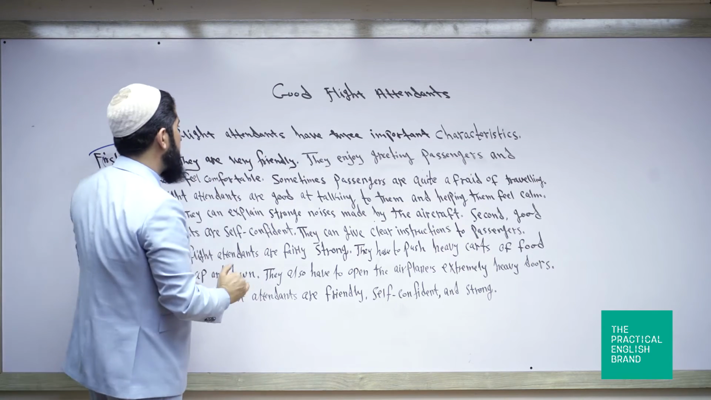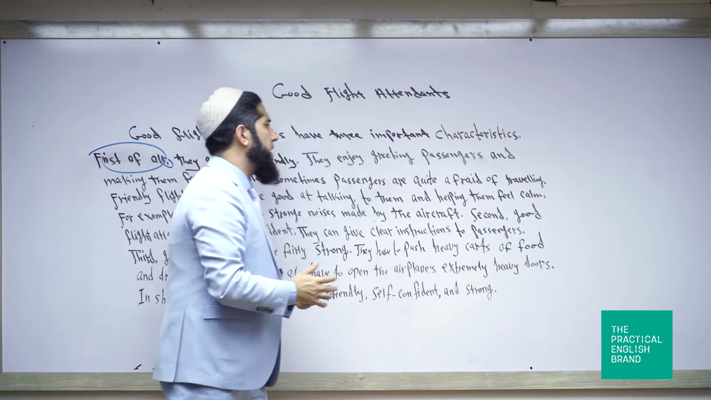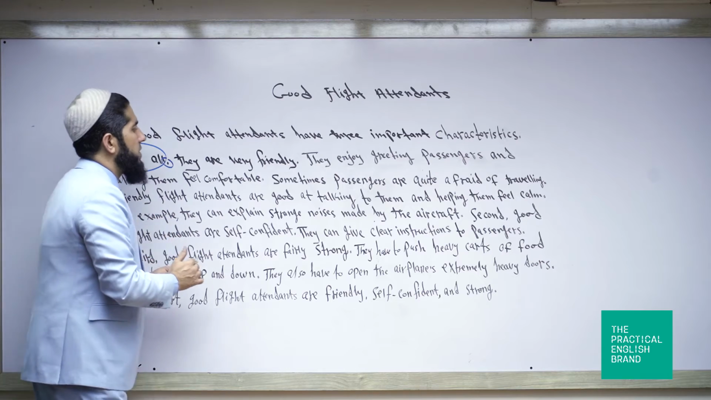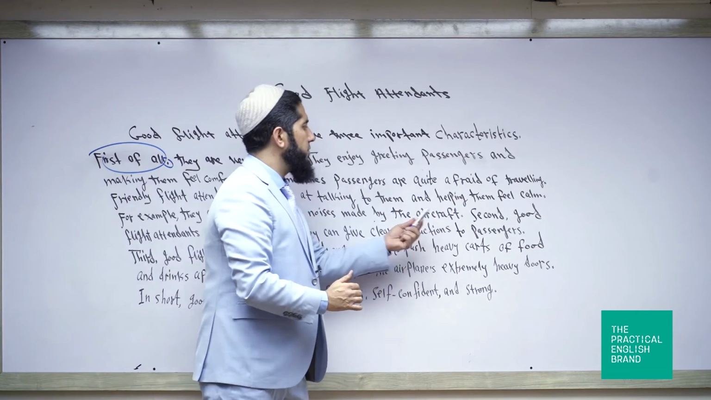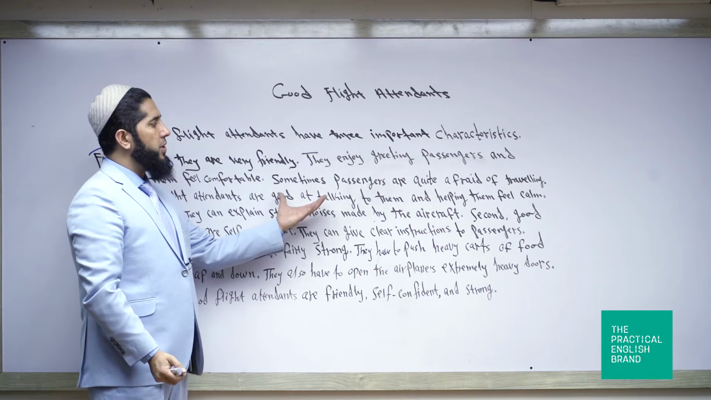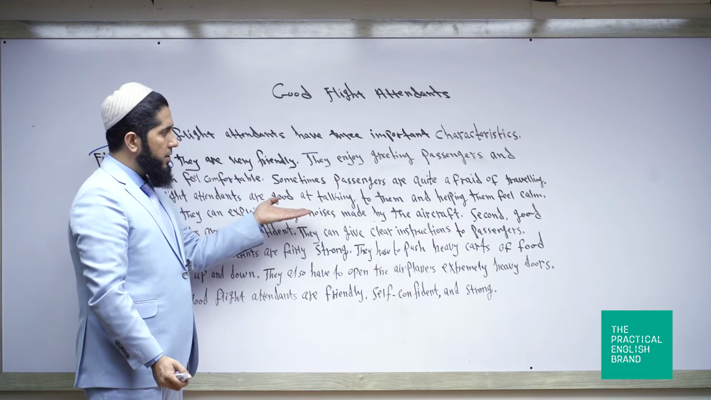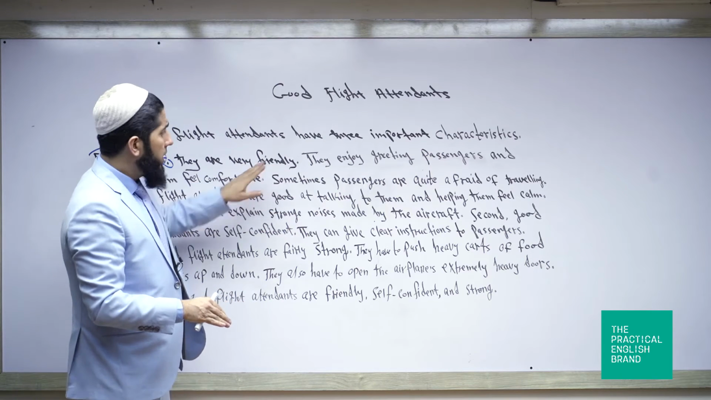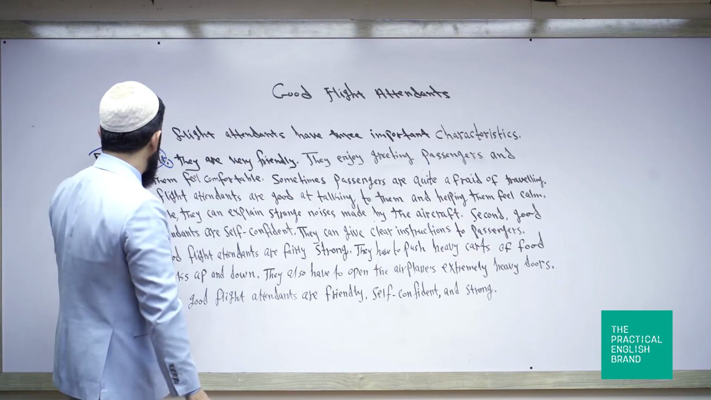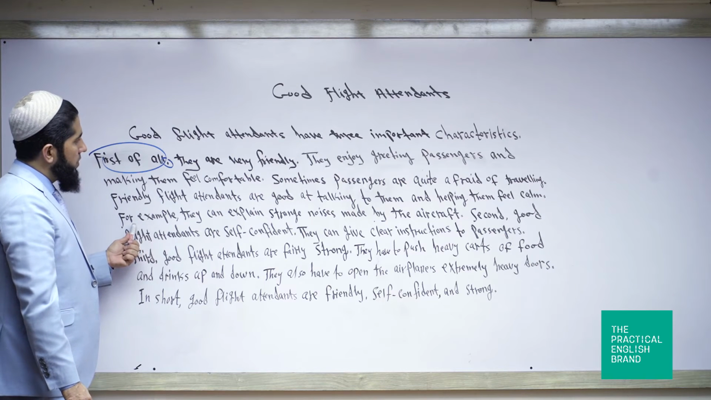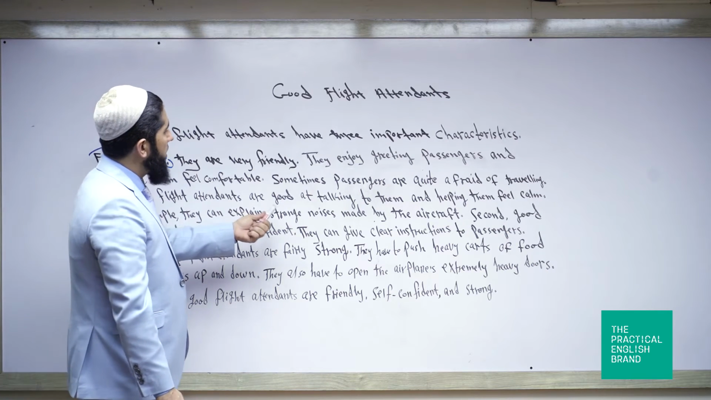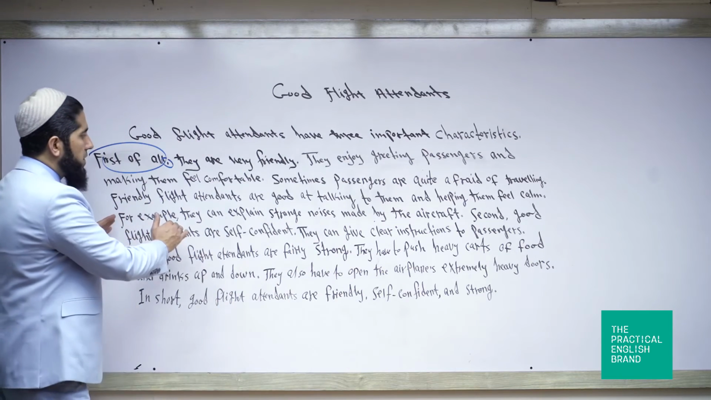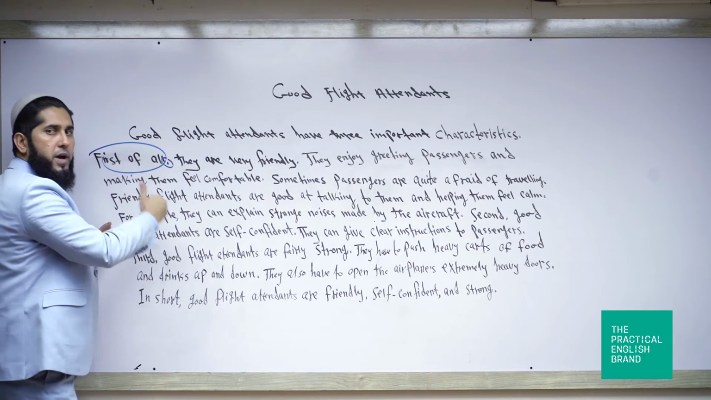And the second sentence says, sometimes passengers are quite afraid of traveling. Friendly flight attendants are good at talking to them and helping them feel calm. Again, the details in these 2 sentences are here as minor points in order to support the major point that they're friendly, okay? So after that, you see that, for example, they can explain strange noises made by the aircraft. So this example is also a minor point.